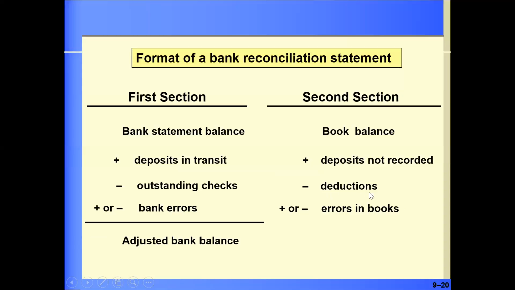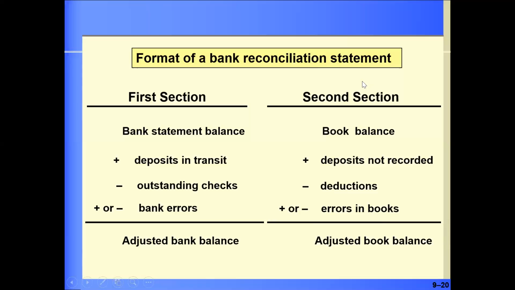Deductions. Bank service charges. NSF fees. Hopefully no one knows about NSF fees. Non-sufficient fund fees. Any of those deductions or any errors in the books. Books have errors in them often, because they're done by people.